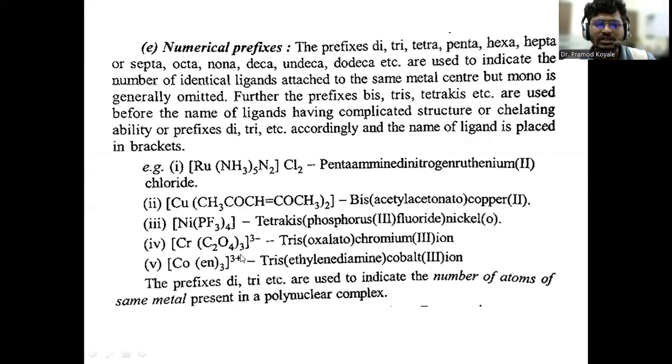In connection with the fifth one, we have the central metal cobalt. Then we have ethylenediamine as a ligand. The charge on the coordination sphere is +3, so no specific ending is required. So tris(ethylenediamine)cobalt(III) ion. Due to no counter ion, we have to write ion as it is. So with this we will stop this lecture. We have discussed the IUPAC nomenclature and the rules involved in it. Okay, thank you.